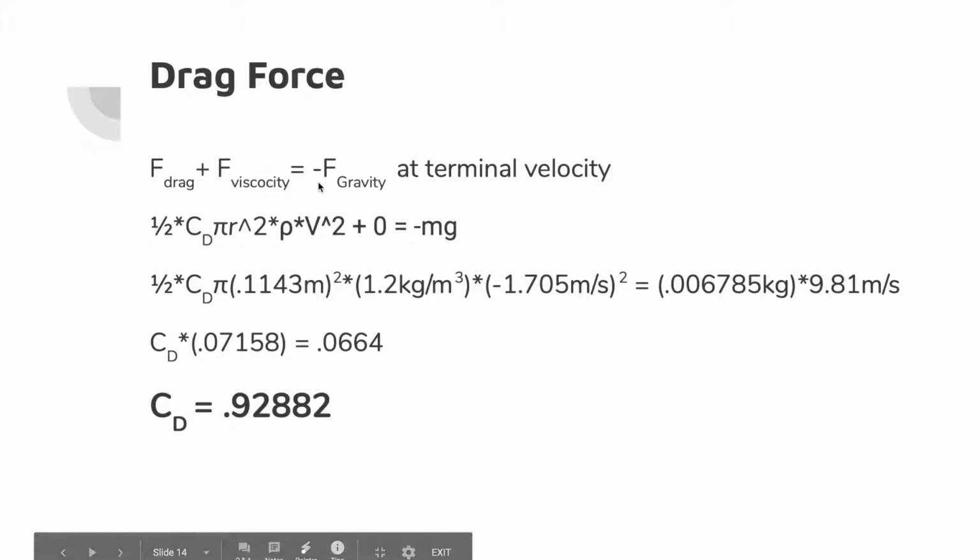For the drag force, we set the sum of the force of drag plus the force of viscosity to the negative of the force of gravity. We already said that the force of viscosity we're assuming is 0, and we said the drag force is based on the area of the circle, which is pi r squared. So here's our equation, where we ended up getting the drag coefficient to be 0.92882.